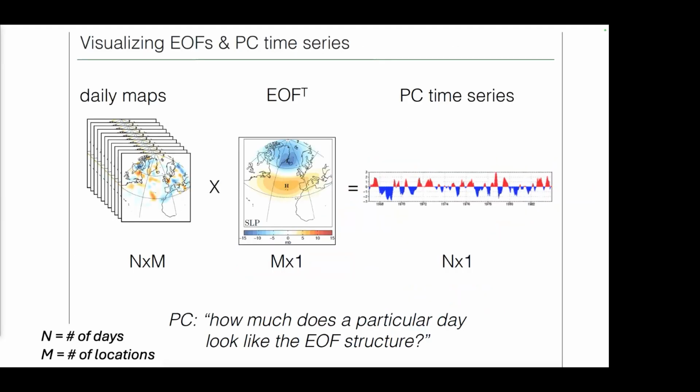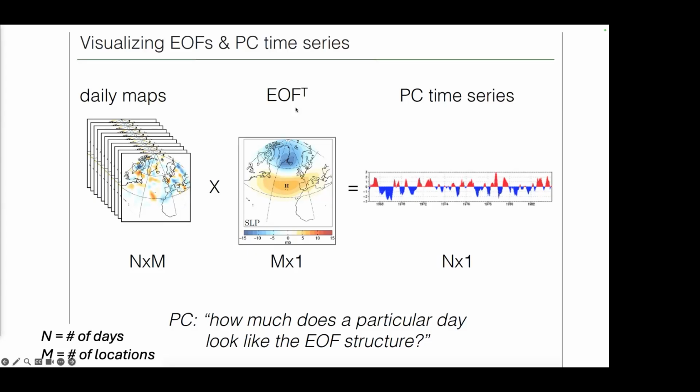Great. Here's a visual representation of this. If this is daily maps of sea level pressure or SST, imagine anything, this data set is multiplied by your pattern, so this is the pattern that explains the most variability, say the North Atlantic Oscillation. You multiply those by each other and you get a time series for how much the actual atmosphere or ocean looks like your pattern. This is a very classic thing to do in climate science.